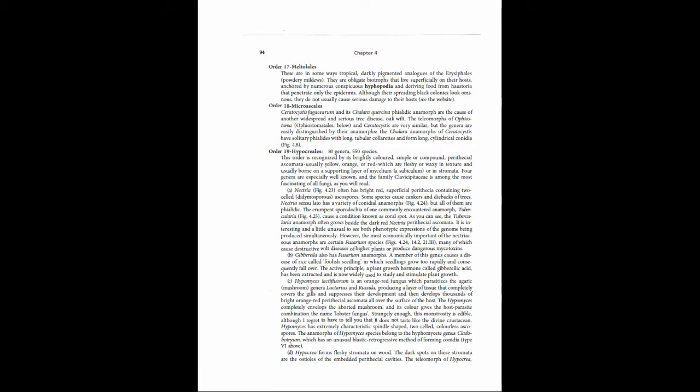B. Gibberella also has Fusarium anamorphs. A member of this genus causes a disease of rice called foolish seedling, in which seedlings grow too rapidly and consequently fall over. The active principle, a plant growth hormone called gibberellic acid, has been extracted and is now widely used to study and stimulate plant growth.